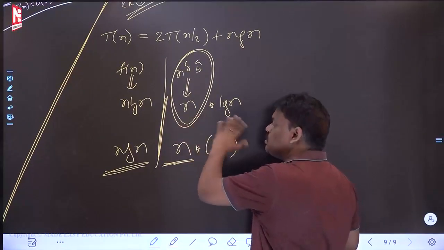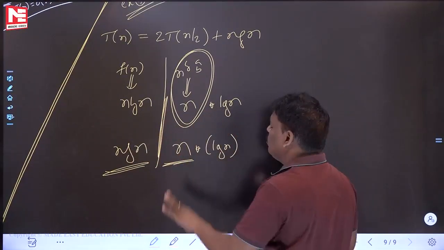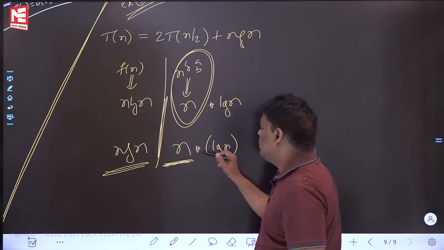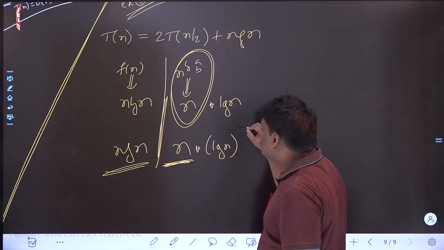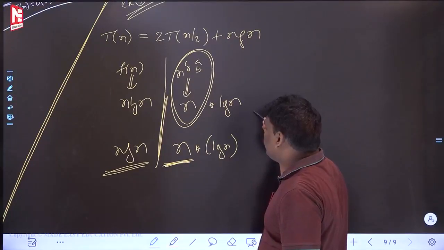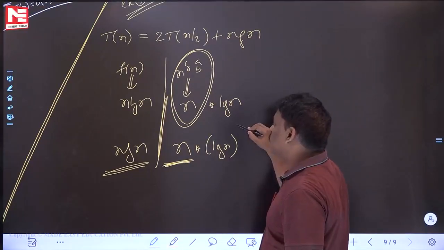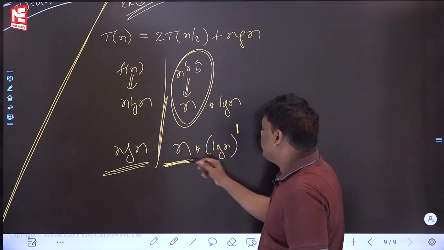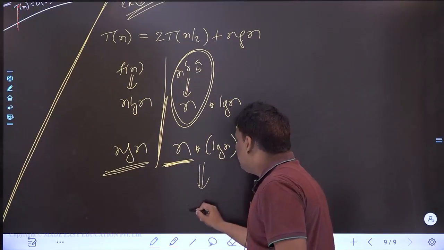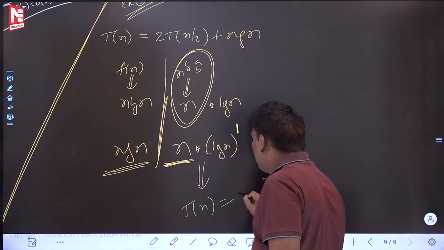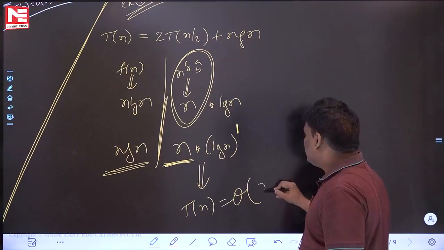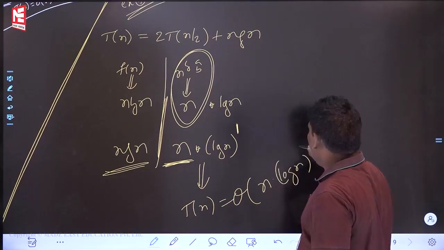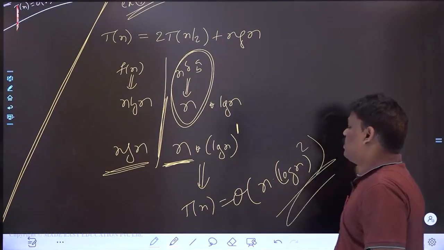Case 1, case 2 fail, so I came to case 3. What case 3 says is, right hand side whatever is there, n is there, multiply by log n whole power some k which is greater than or equal to 0. Just keep some k value so that both will be equal. If I keep the k value 1, then both are equal. Then the answer is T(n) equal to theta of n log n whole power, take the 1 plus 1, 2. This is the answer for this.